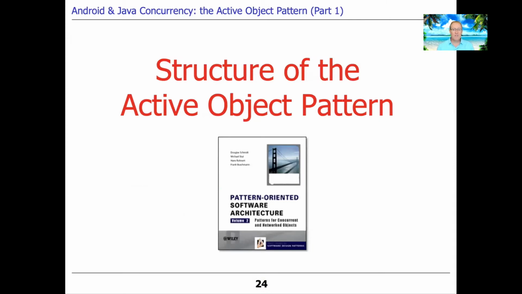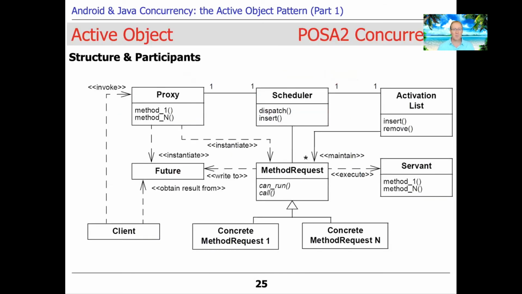So now that you have a little bit of an understanding of the intent and the applicability of this pattern, let's talk about the structure of the active object pattern. And it's actually got a fair number of pieces, although when you break it down, you see it's really not all that complicated. But there are a number of pieces. And the reason for all the pieces is to try to make this look as much like making method calls on objects as we can possibly do while still providing all those nice concurrency features.